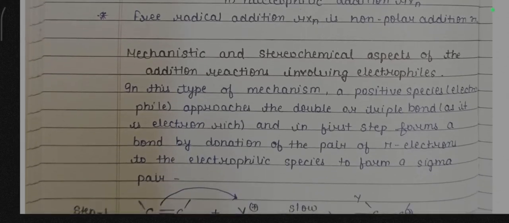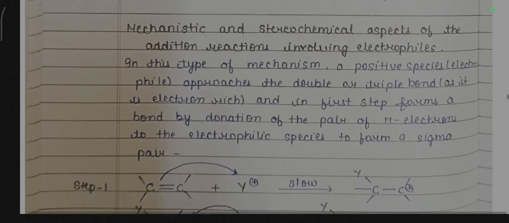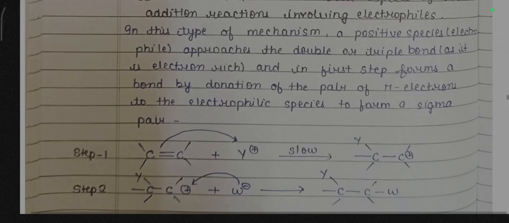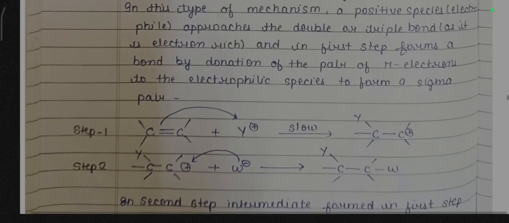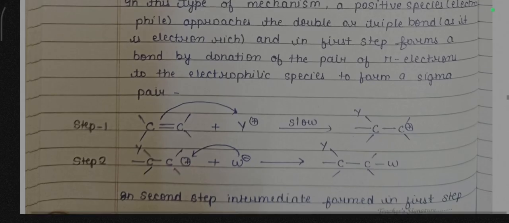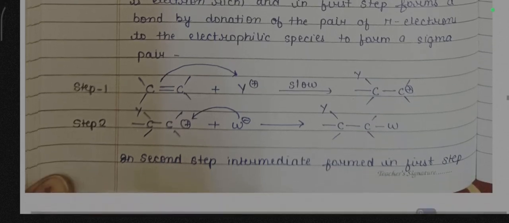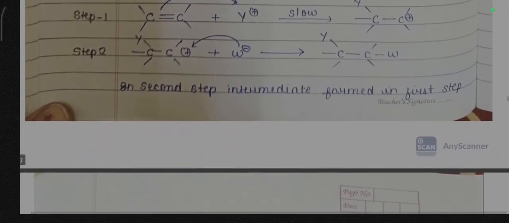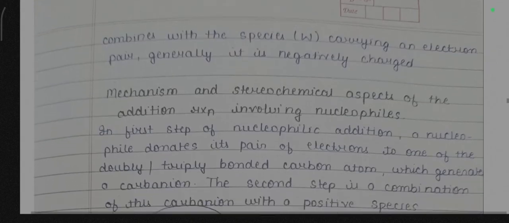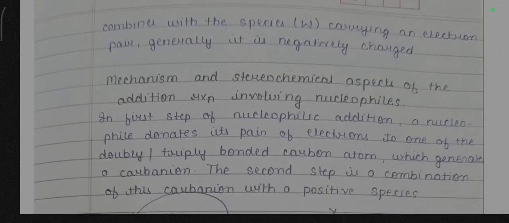Mechanistic and stereochemical aspects of the addition reaction involving electrophiles. In this type of mechanism, a positive species, the electrophile, approaches the double or triple bond as it is electron rich, and in the first step forms a bond by donation of a pair of pi electrons to the electrophilic species to form a sigma pair. In the second step, the intermediate formed in the first step combines with the species carrying an electron pair. Generally, it is negatively charged.